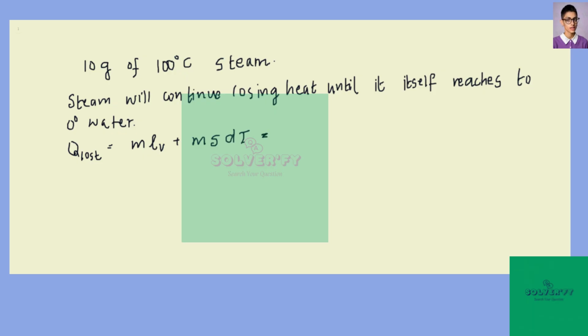So initially for the phase change, it will lose, mass is 10 grams. So 10 into the latent heat of vaporization, which is 540, plus the mass of water again after the steam has turned into 100 degree water. So mass is again 10. Specific heat capacity of water is 1 calorie per gram. The temperature difference is from 100 to 0, so that is 100. So this is equal to 6400 joules. So the steam is capable of losing 6400 joules of heat to melt the ice, right?